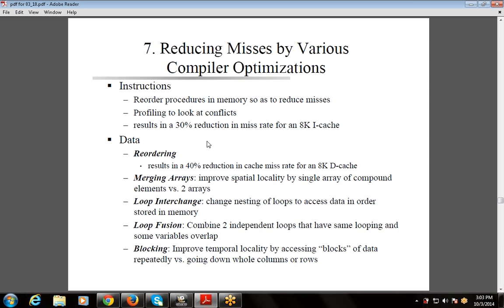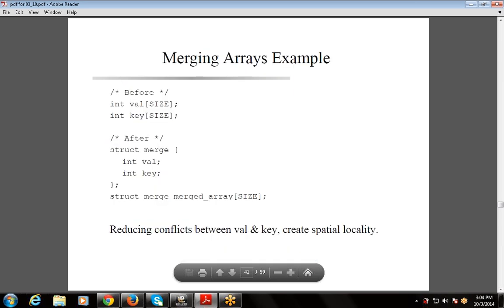Then next is what methods are used for reducing the misses. One is reordering, then merging array, then loop interchange, loop fusion, and then blocking. So these are the methods that are used. Reordering results in a 40% reduction. Merging array improves the spatial locality. Loop interchange is used to access data in order, as stored in memory. Loop fusion combines two independent loops. Blocking improves the temporal locality.